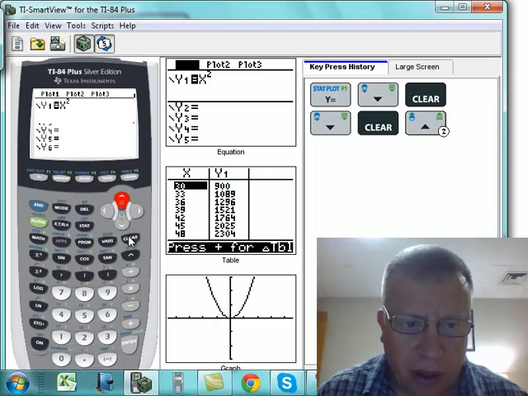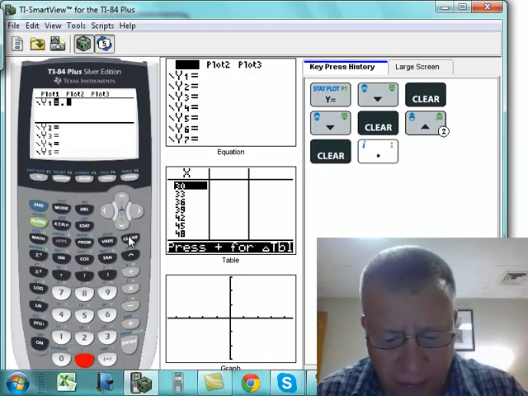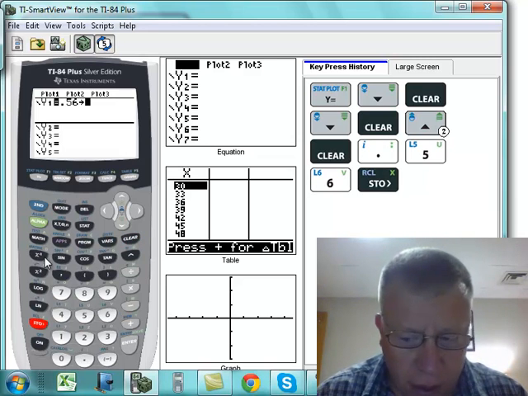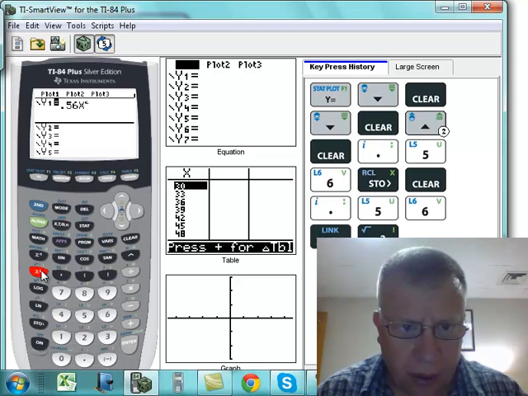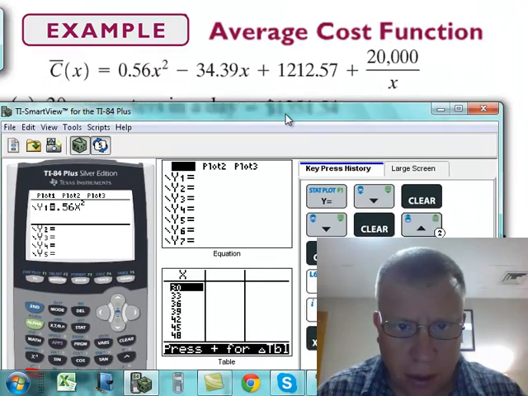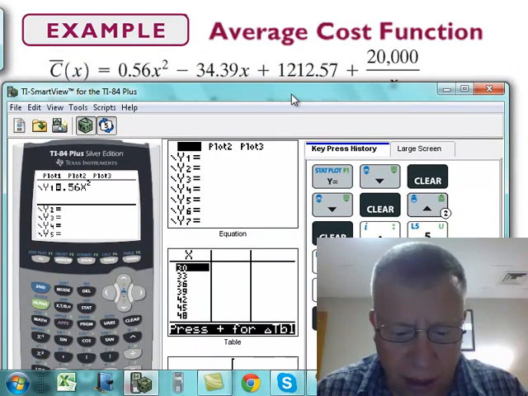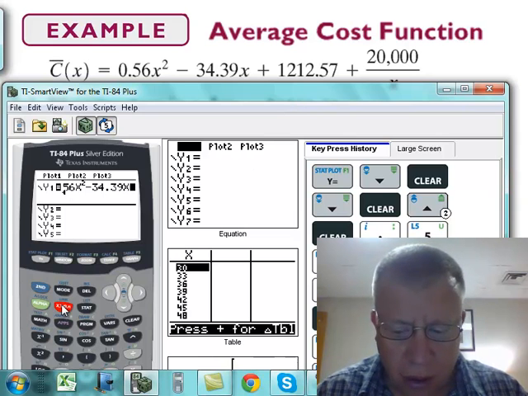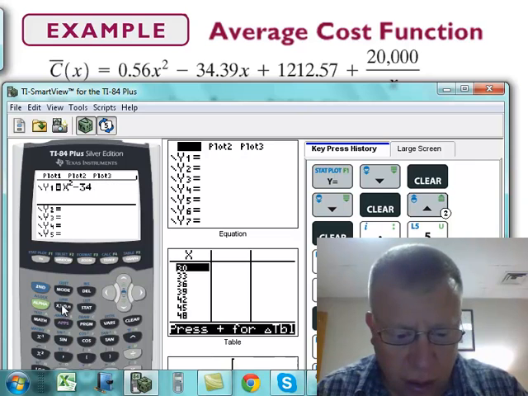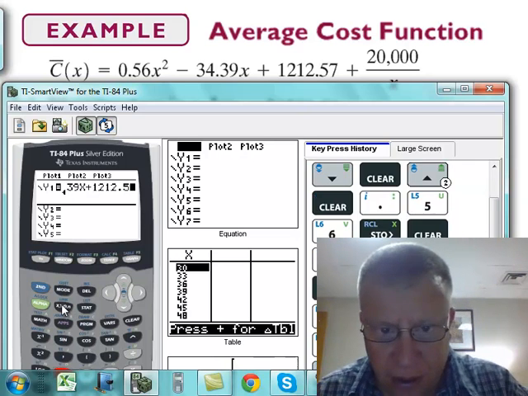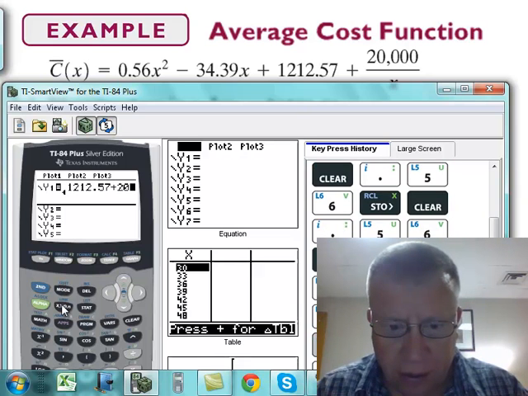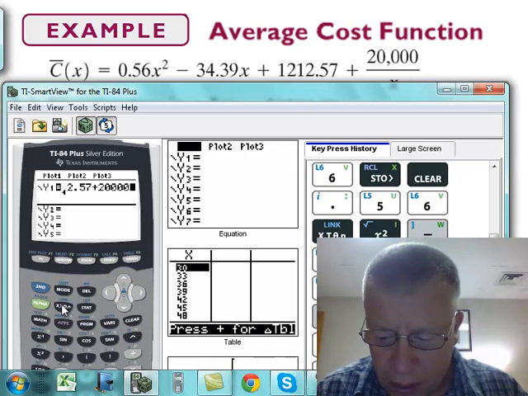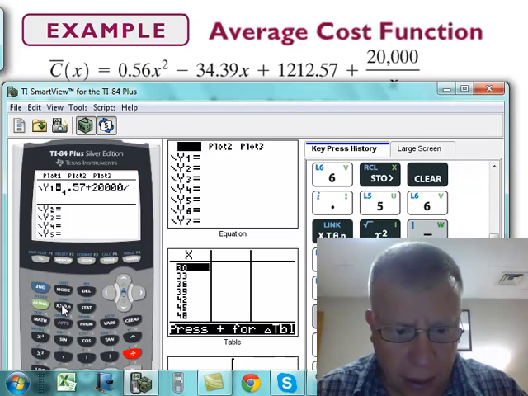And then go back up here to y sub 1 and clear that out and put in 0.56 times x squared minus 34.39 times x, and then plus 1212.57 and then plus 20,000 divided by x.